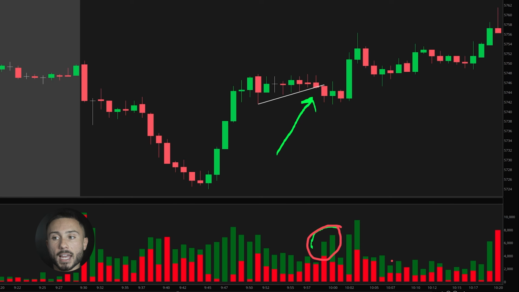And we could see that in this example. The market had rallied up. We see the volume spike here. This is a great opportunity to buy the market and capitalize on an upside move.